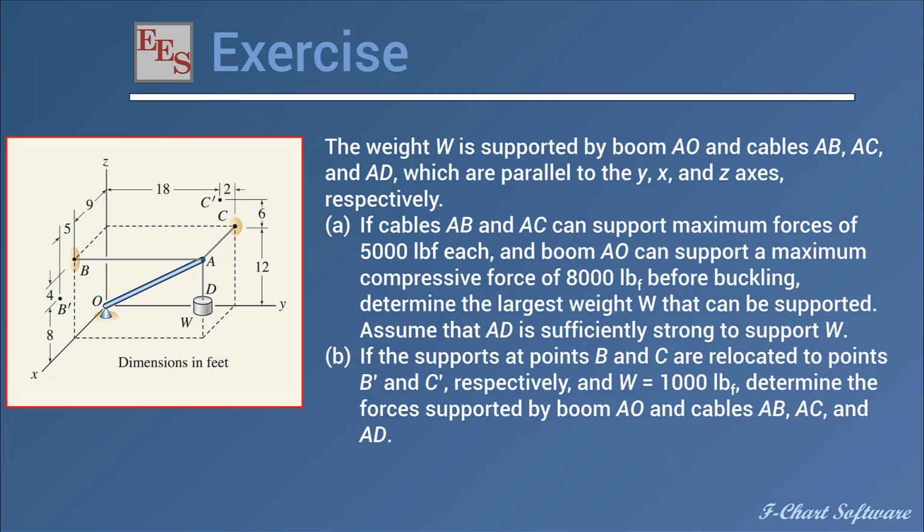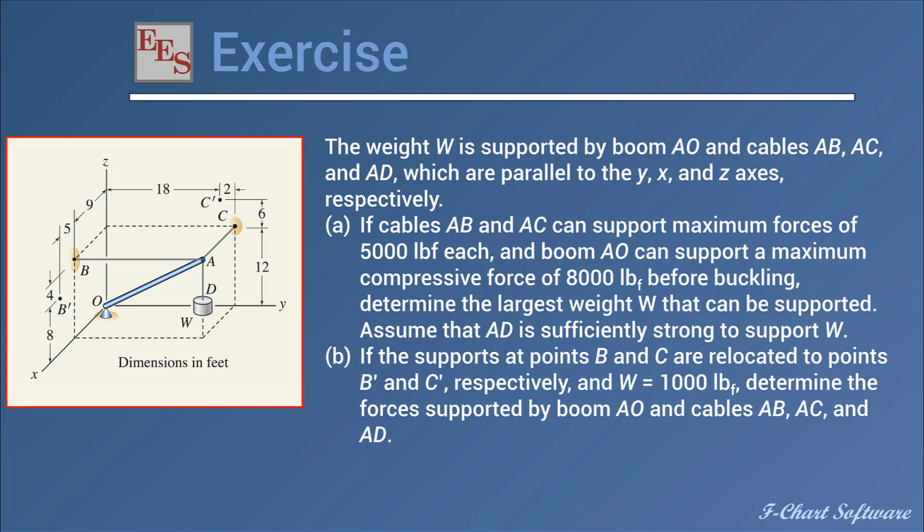Alright, so they give you some failure criteria. They say that these cables AB and AC can support at most 5,000 pounds, and the boom itself can support at most 8,000 pounds of compression before it buckles. And with those failure criteria, you're supposed to figure out what's the biggest weight you can support with this structure.